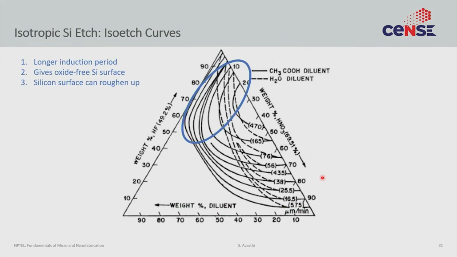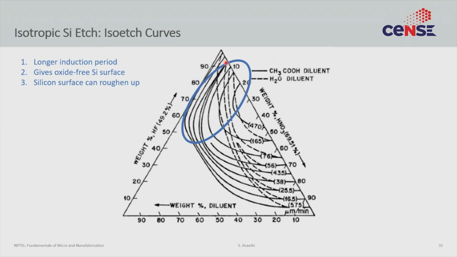Now that tells you actually a lot about which composition you should use for a given application. So you see, this contour shows you that you get 16.5 micron per minute both at a composition which has very low HF but a lot of HNO3, but you can get the same etching rate even on this side where there is very little HNO3 but a lot of HF. Which one do you choose?